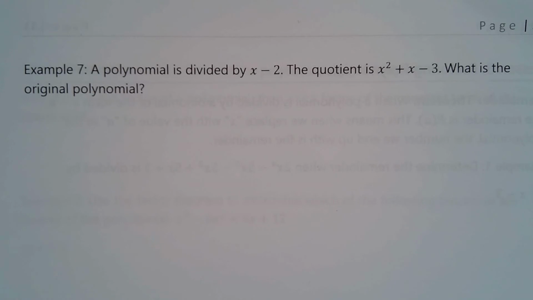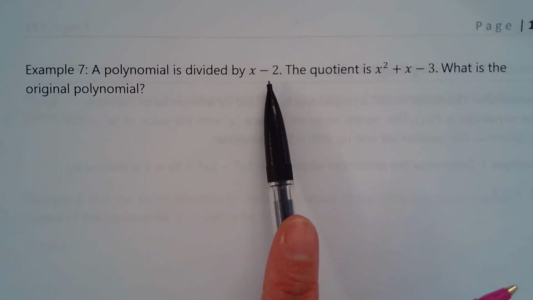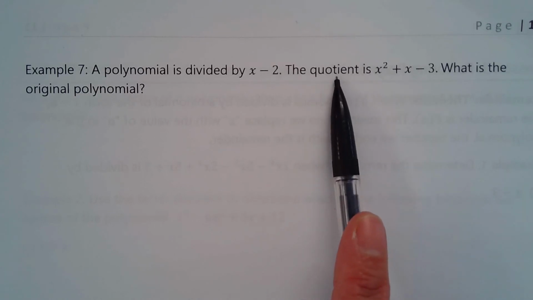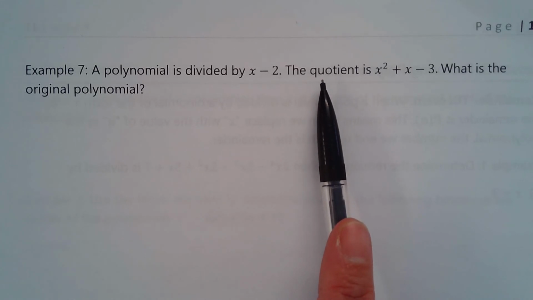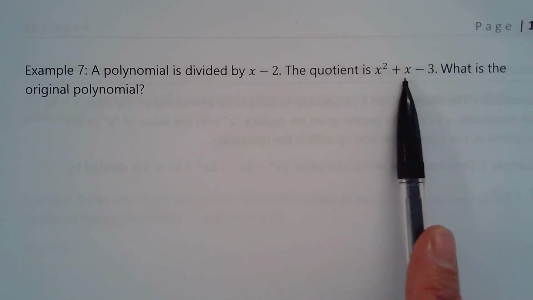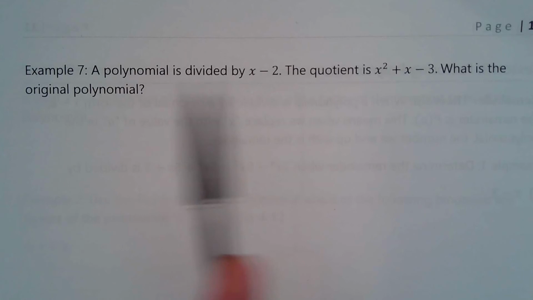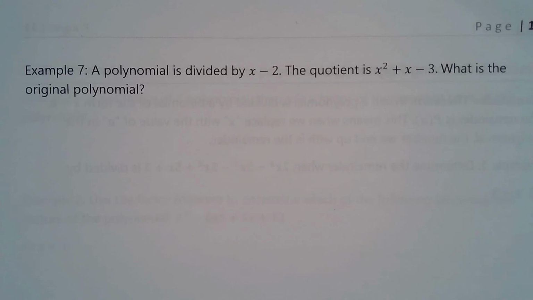A polynomial is divided by x minus 2. So we don't know what the original polynomial is, but we know that whatever the polynomial is, it's divided by x minus 2. And then they said the quotient. Well, what is a quotient? The result, the answer. Quotient means the result or the answer after we divide. So the quotient is x squared plus x minus 3. What is the original polynomial? So what are we going to do? Multiplication. Yes, that's right.